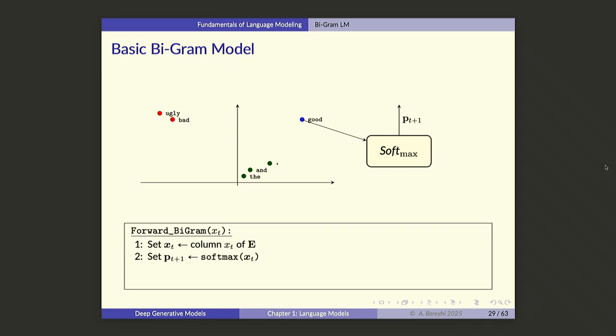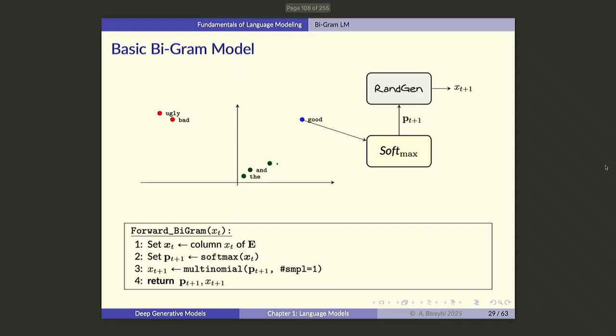Not necessarily. Any other idea? Sample from it, right? Not necessarily the highest probability, because you don't want to always say the same thing. You sample from it, and if it is the right distribution of your language, it will give you the right word. You can think of a random generator: you feed the probability into it, and it gives you one sample according to that distribution. This is how your model generates a sample.